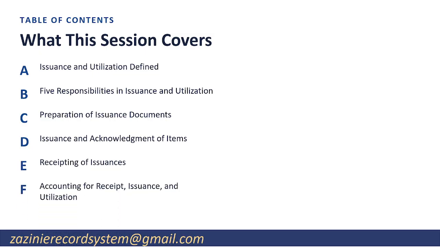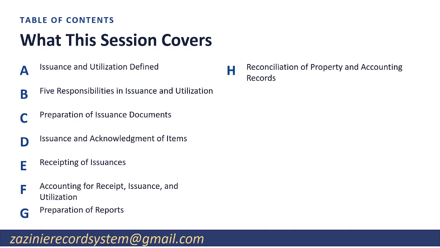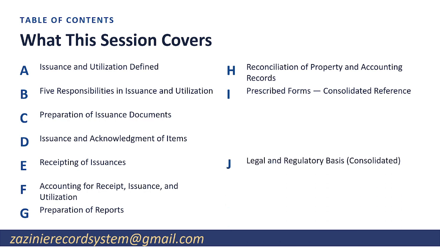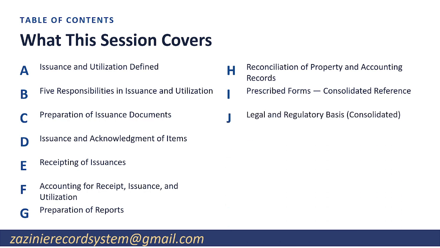Part F, accounting for receipt, issuance, and utilization. Part G, preparation of reports. Part H, reconciliation of property and accounting records. Part I, prescribed forms, consolidated reference. Part J, legal and regulatory basis, consolidated.